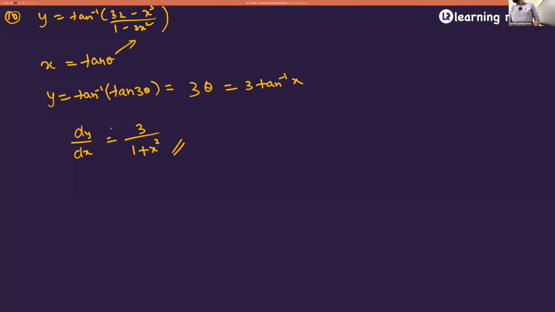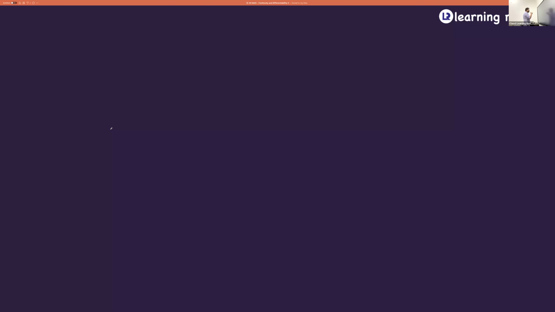Shall I proceed? So what is the 11th one? How many more problems are there? Okay, let's do it fast. 11th one. Y is equal to cos inverse of 1 minus x square by 1 plus x square. So what is that?